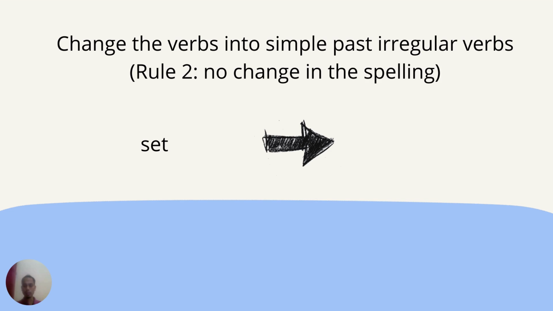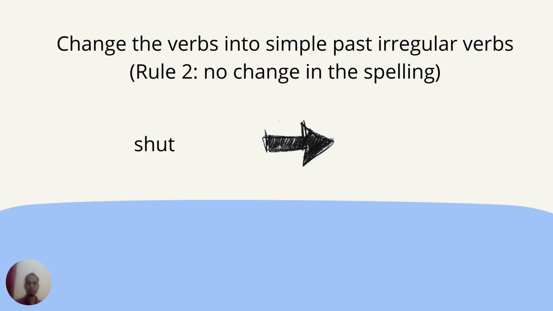It's quite simple. One. Change the verbs into simple past irregular verbs. Rule number 2, like I said before, no change in the spelling. So the past tense form for set is also set. Good. Next. What is the past tense form for shut? Shut. Repeat after me, class. Shut. The past tense form is also shut.